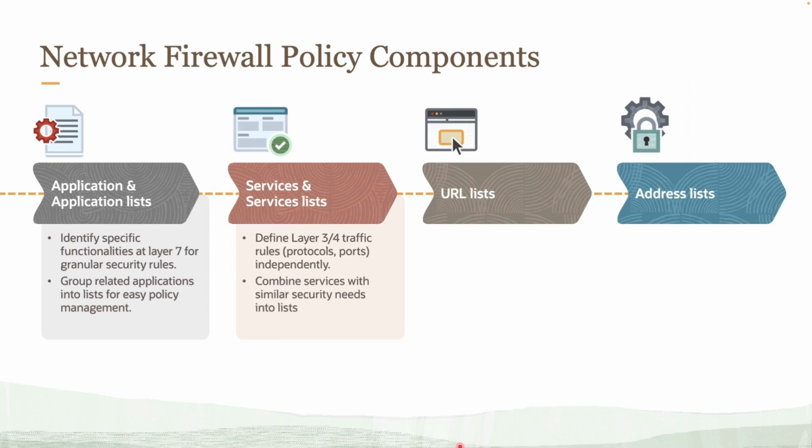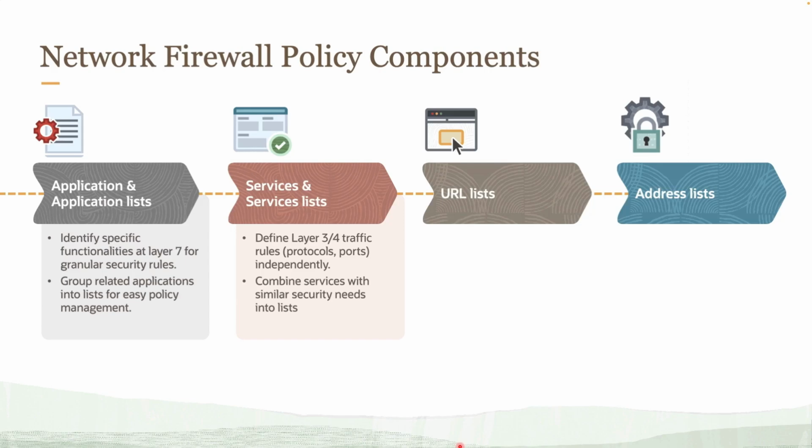For example, if we want to allow SSH and RDP traffic, we will set up two services, one for SSH on port 22 and another for RDP. These services are then added to a service list to apply rule actions. We can add both services in the same list as we want to apply similar action on both the services.